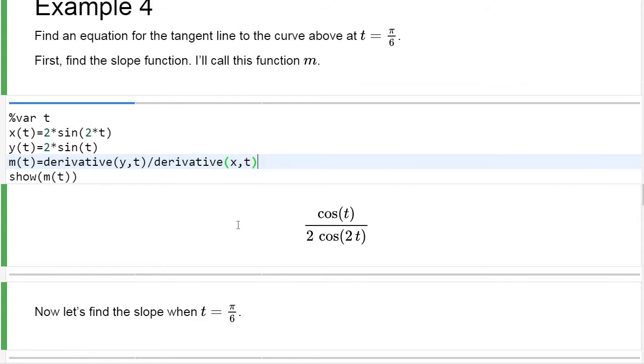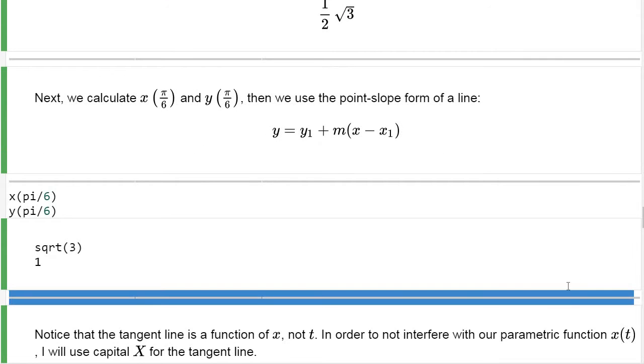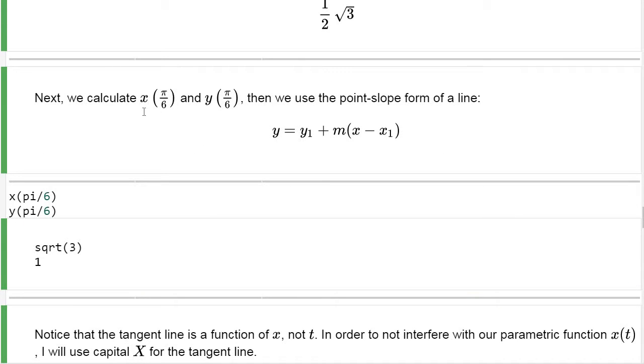So I'm going to give that the name m for slope. And that's a function of t. So here it is, it's cosine t over 2 cosine 2t. I want to find out what this function gives me when t is pi over 6. So I'll just plug pi over 6 into that function, and what I get is the square root of 3 over 2. That's the slope at that particular point. Now what point are we talking about? I need to put pi over 6 into the x function and into the y function. So I did. X of pi over 6 is square root of 3. Y of pi over 6 is 1.